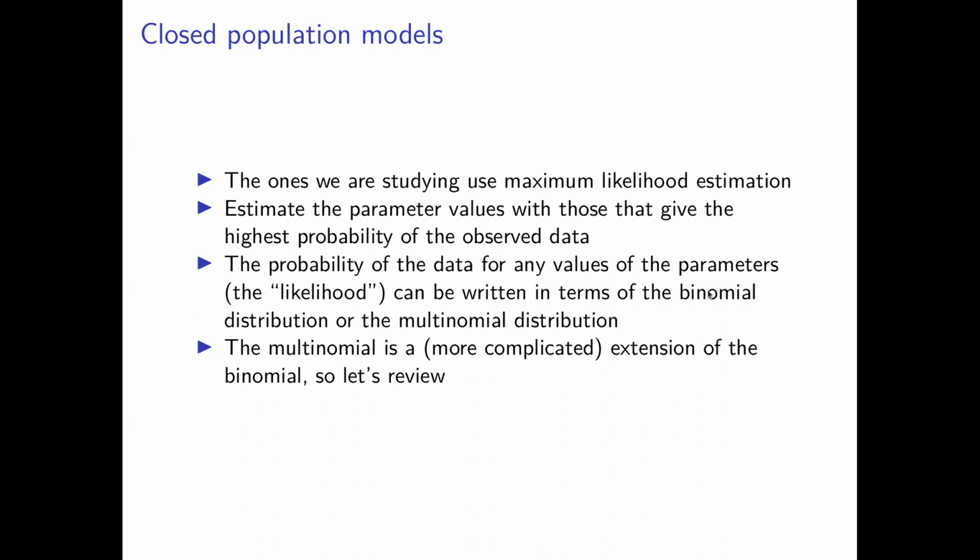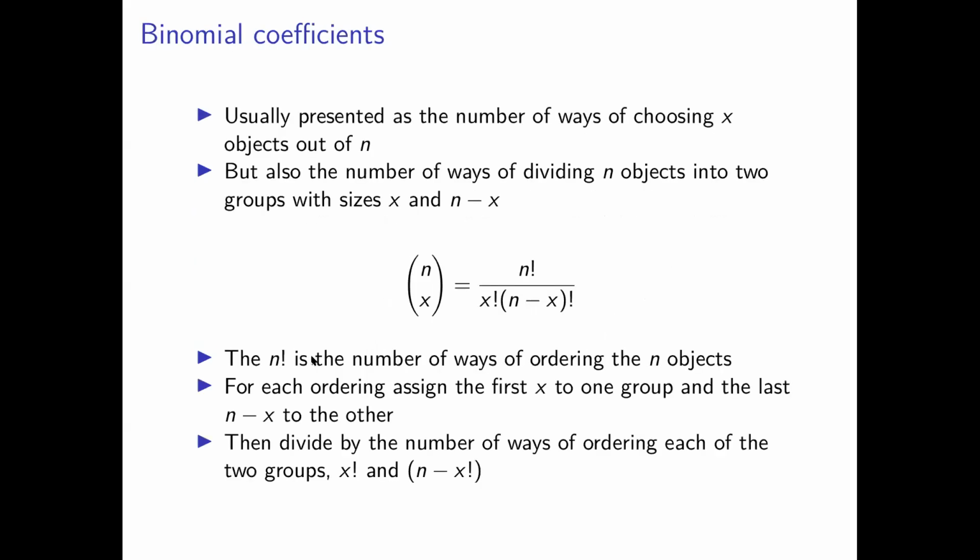Probably everybody has seen the binomial distribution, but the multinomial is a more complicated extension of it, and you might not have actually seen this one yet. So let's review it. So starting with the binomial coefficients, these are usually presented as the number of ways of choosing X objects out of N. But you can also think of it as the number of ways of dividing N objects into two groups, one with size X and one with size N minus X. It's just a different way of saying this.